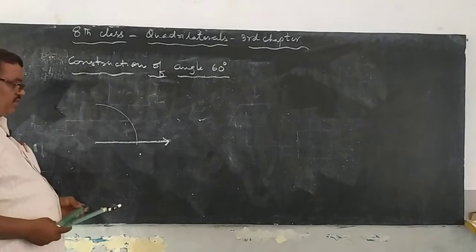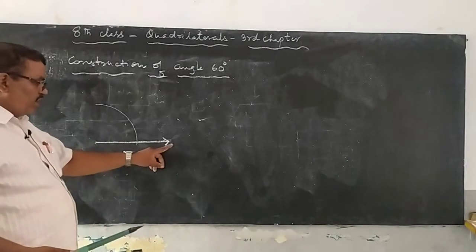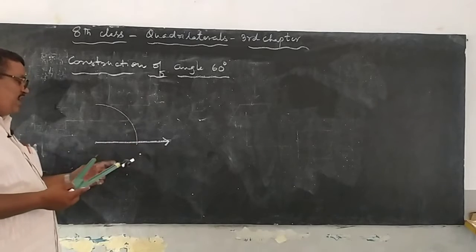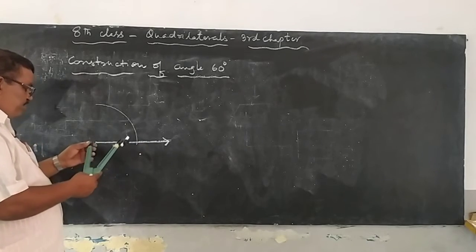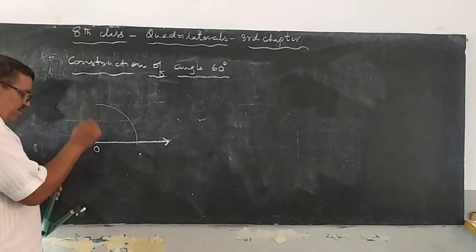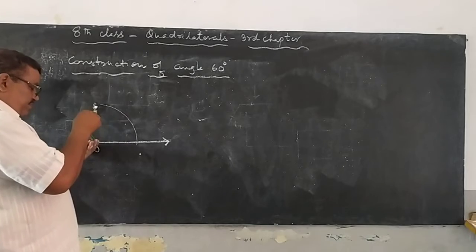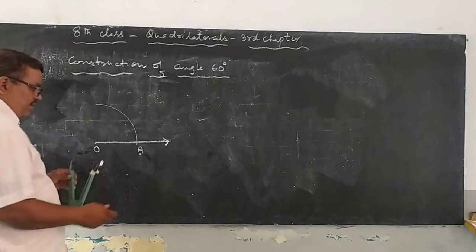Okay children, I have to take some radius. First of all, you have to draw a ray of 4 or 5 centimeters. Afterwards, on this ray, take a convenient radius, and the point O is taken as the center. With some convenient radius, draw an arc.